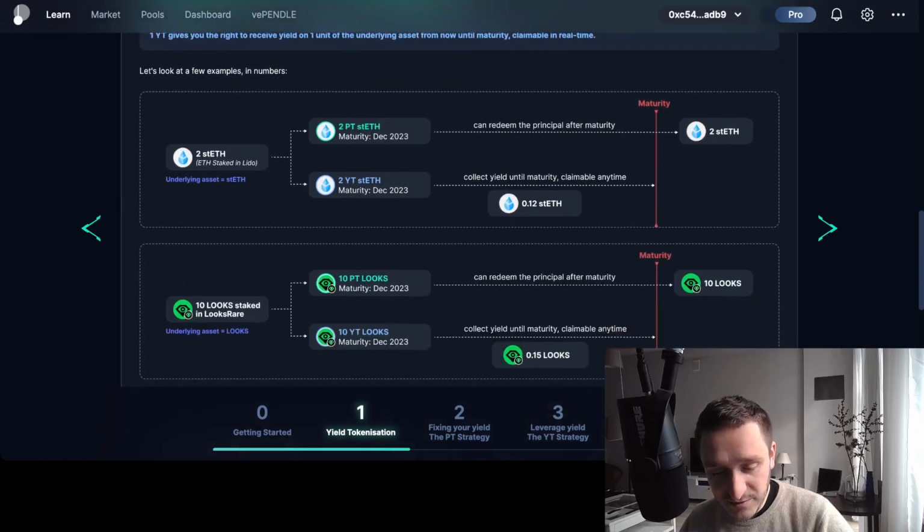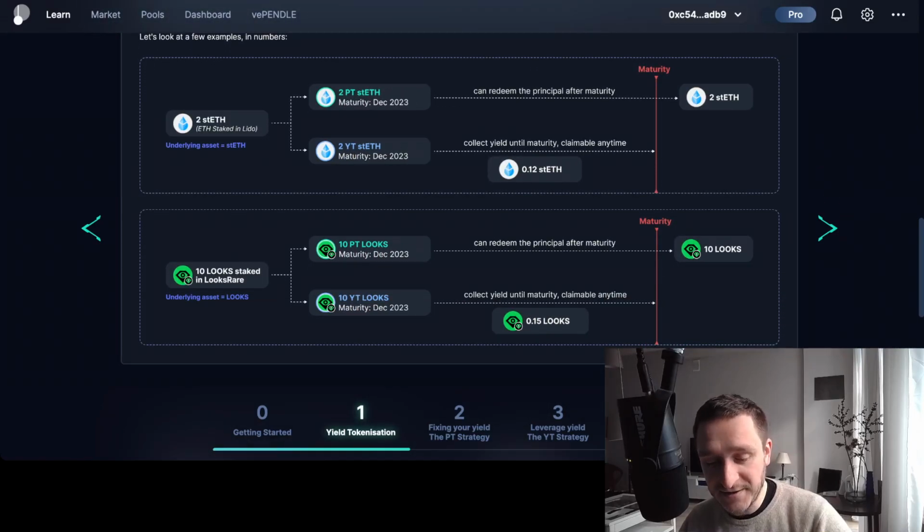So there are more examples, for example, with stETH, so staked ETH in Lido, and Rocket Pool tokens. And as you can see, again, you can divide into principals that can be redeemed only after maturity and yields that are continuous and can be claimed anytime. And this is a cool example as well.